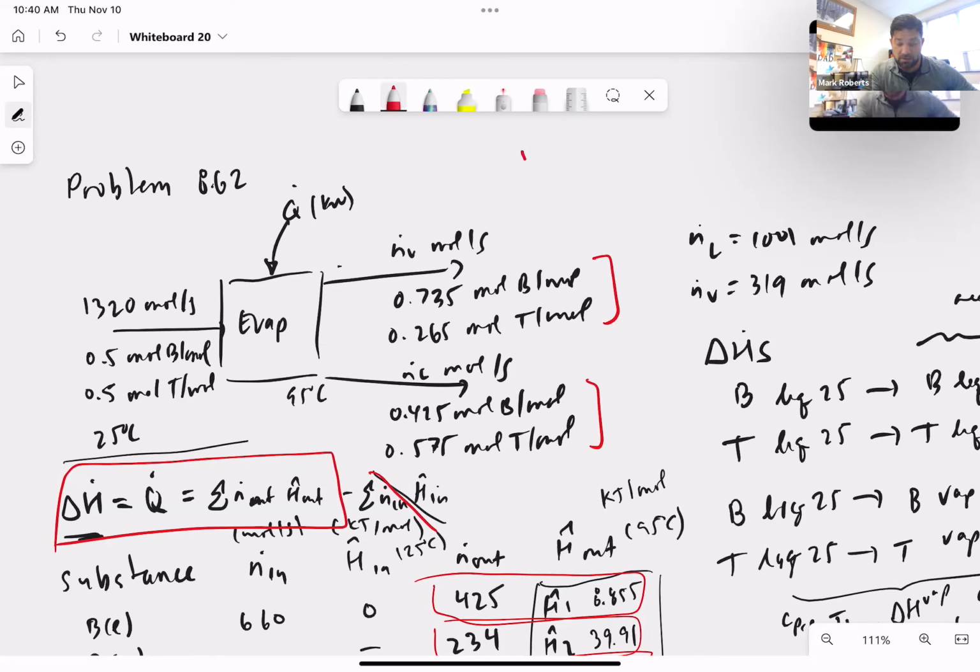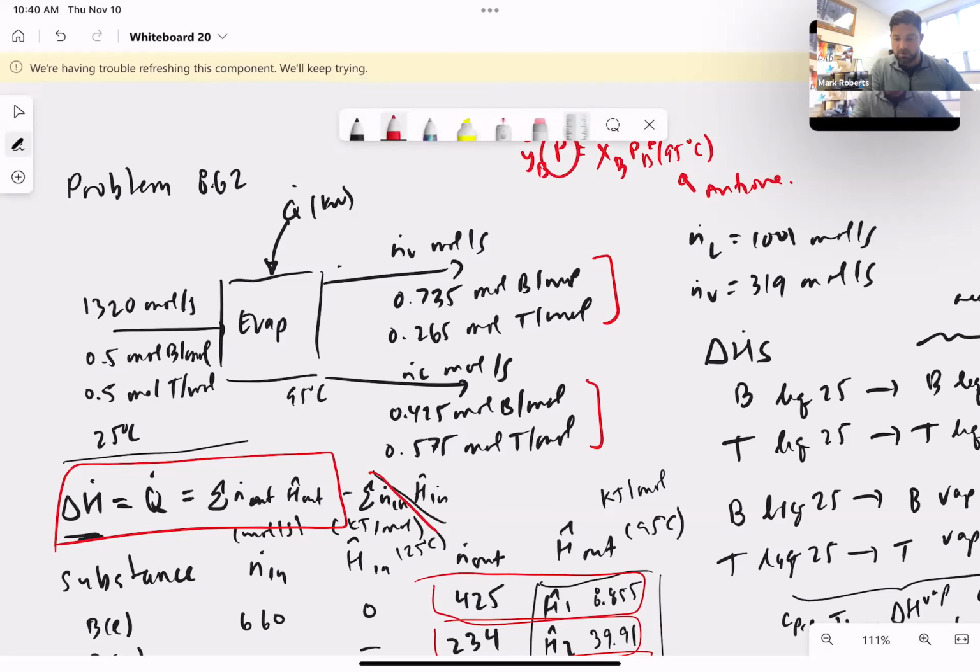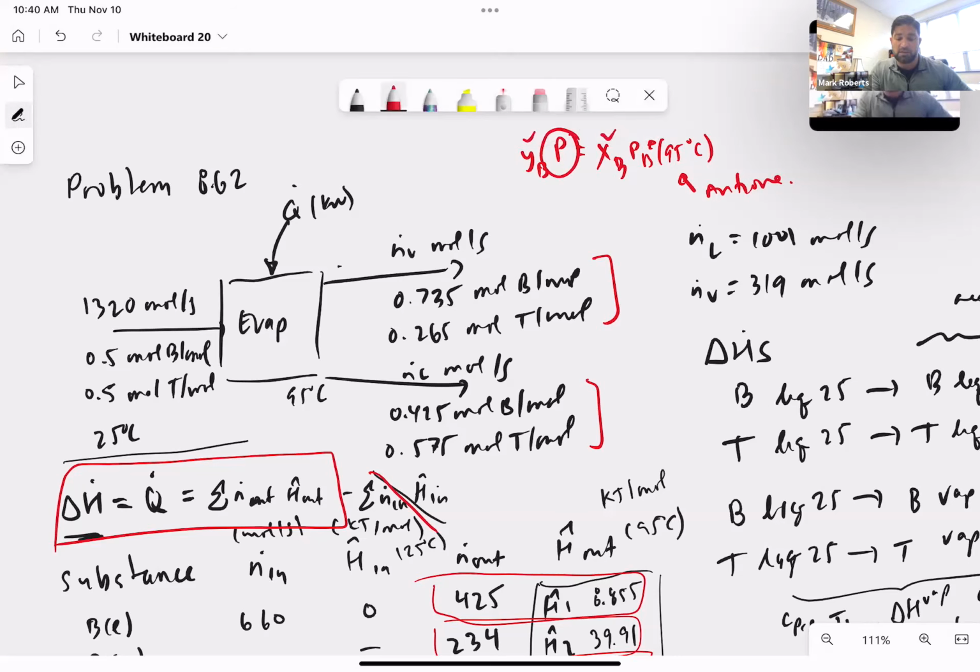So if I use Raoult's law, which is y_B P equals x_B P_B star at 95 degrees C for benzene, I can use Antoine to calculate this. And then I know these two mole fractions, so I can calculate pressure. If I calculate pressure from the benzene equation for Raoult's law and from the toluene equation for Raoult's law, I'll see that those pressures are not equal to each other. Therefore, there's something going on here that's leading to this inaccuracy.